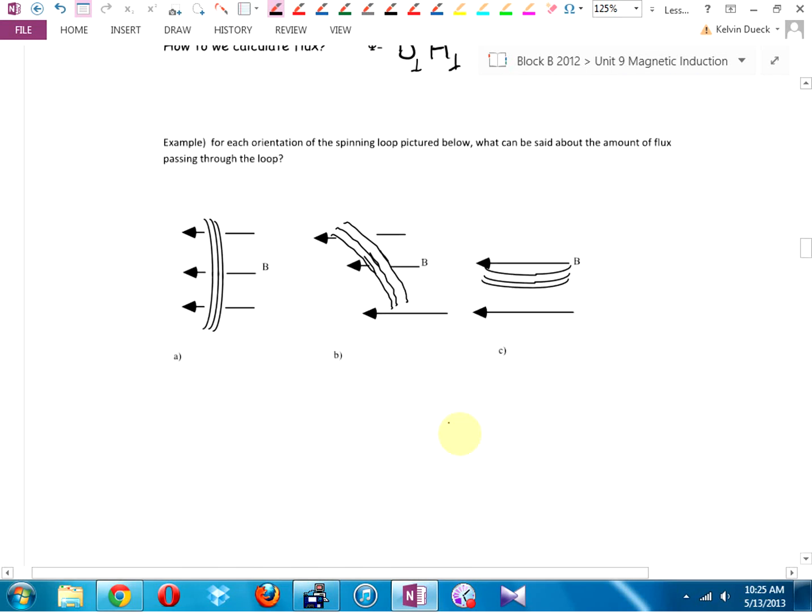So here's three side view pictures with my high-tech graphics. So for each of the orientations of the spinning loop as shown below, what can you say about the amount of flux passing through the loop? Which of those has the maximum amount of flux? A, B, or C? Vlad? A. Which of those has a flux of 0?